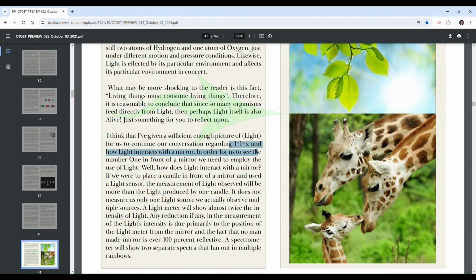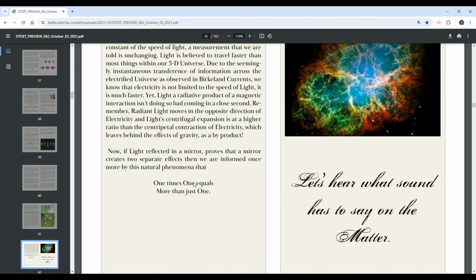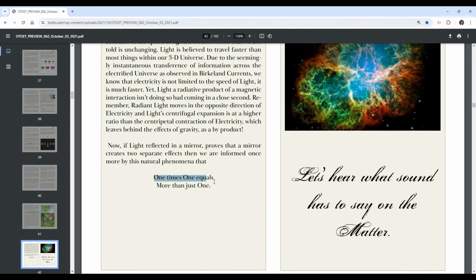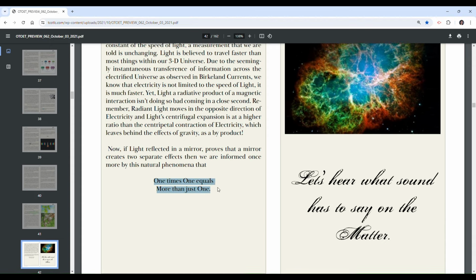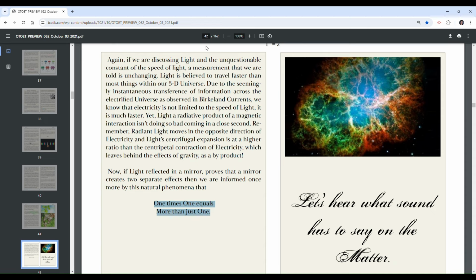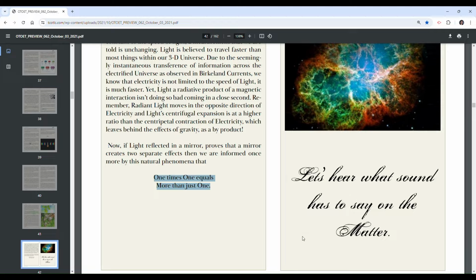Look, he's still on this. We're like 41 pages in. He's still on 1 times 1 equals... Jeez, 1 times 1 equals more than just 1. 42 pages and he's still on it. Let's hear what sound has to say on the matter.